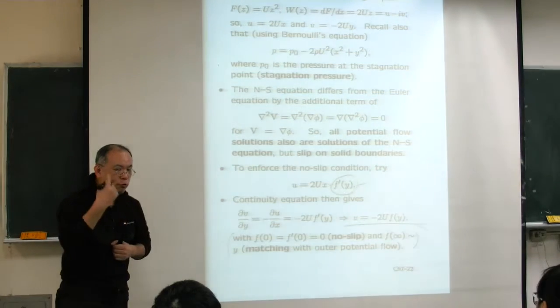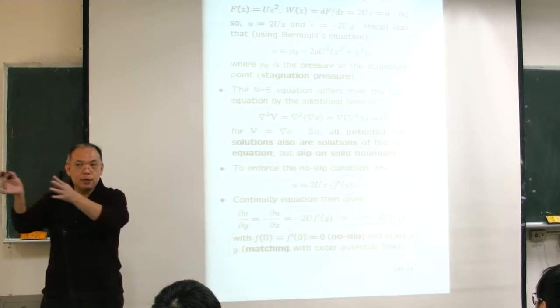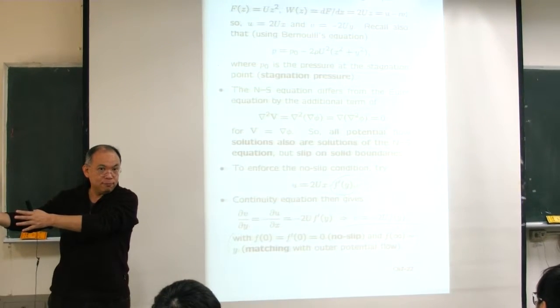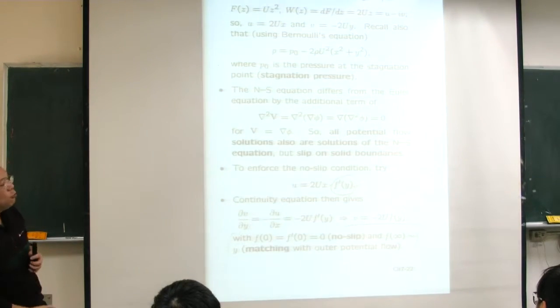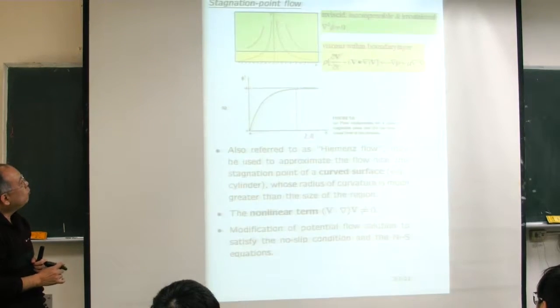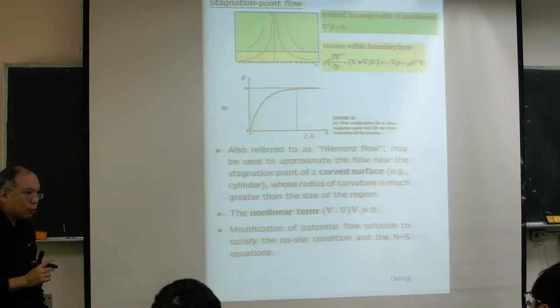So what should we do? We modify the potential flow solution to satisfy the non-slip boundary condition near the wall. That will be our job to do. How can we do that? Because the near wall region is a function of y here. This is x, this is y. So when y is small, near the wall, we should change our solution form near the wall only. But when y is large, within this region, we don't have to change our solution form.